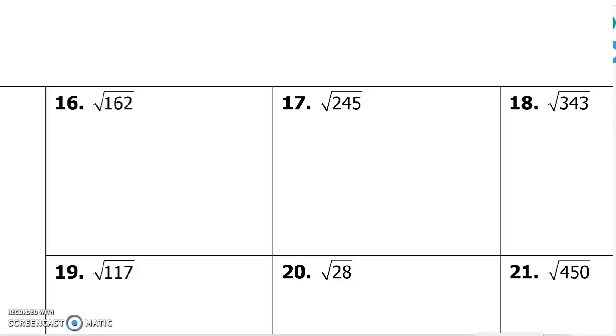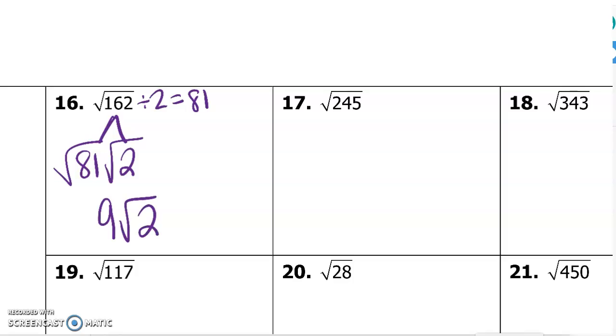Okay, 162 divided by 2 is 81. So there's our perfect square right away. Again, a lot of people check 4 first, or 16 or that sort of thing, but 81 is your biggest one. So 81 times 2, square root, 9 square root of 2.